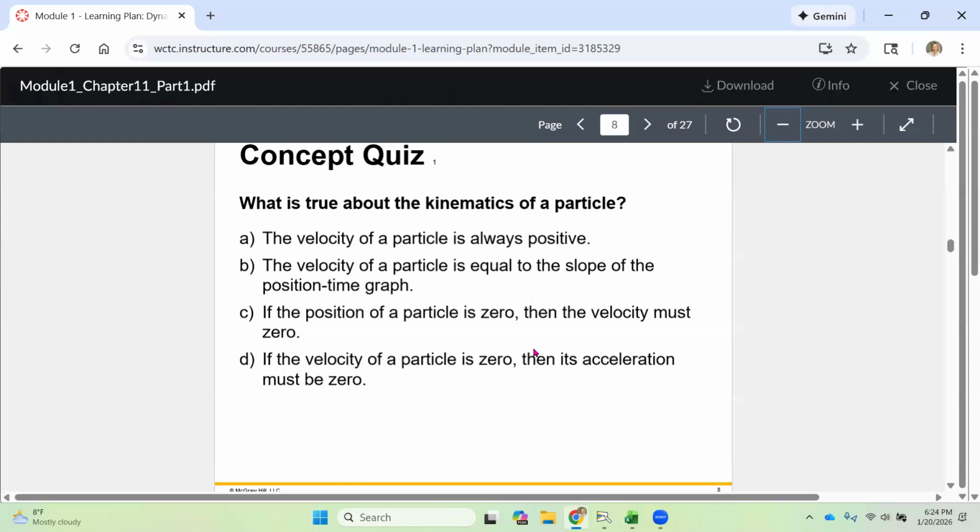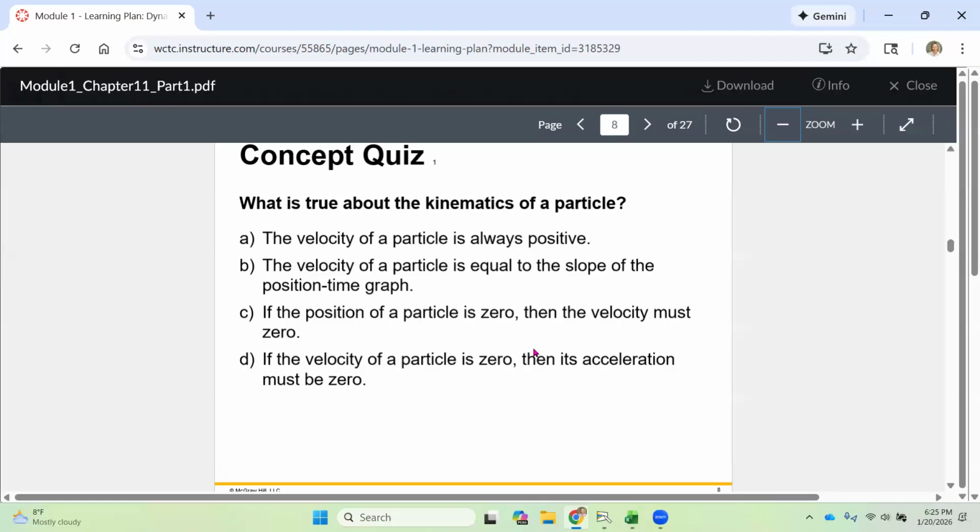The second statement says that the velocity of a particle is equal to the slope of the position line graph. Is that true? It's got potential. So just like all multiple choice problems, let's read the last two and see where those fall. If the position of a particle is 0, then its velocity must be 0. That's false, right? Depending on where the origin is, we might be just crossing over the origin, and that doesn't mean that we're not moving. So the velocity doesn't have to be 0.